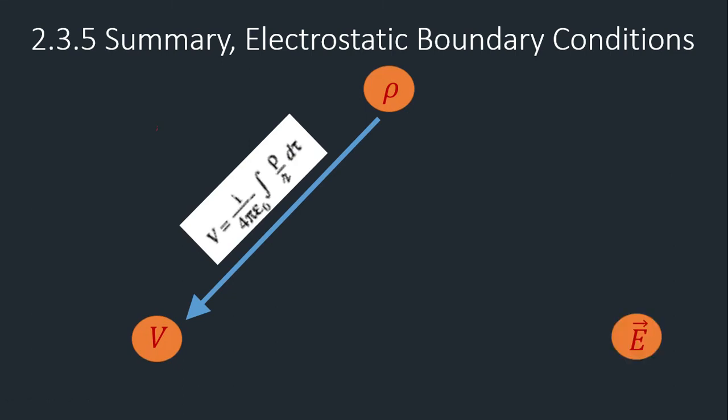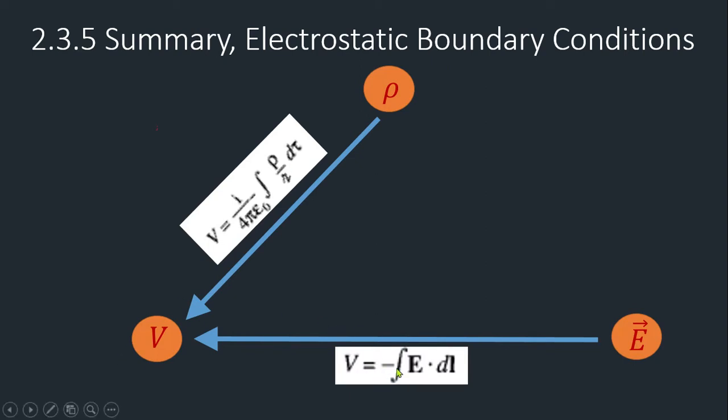And if you have the electric field and you want to find the electric potential from that, then you will use this formula: V is equal to minus integral E dot dl. This is a line integral, taken over some path. If you have that path and you know the value of the electric field at each point of the path, then you can evaluate this line integral to find the electric potential.